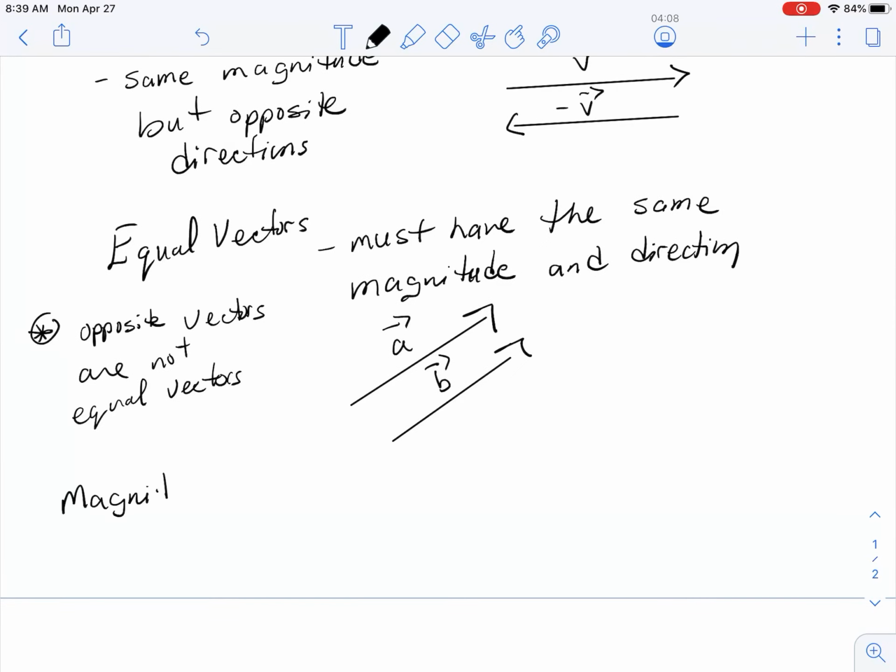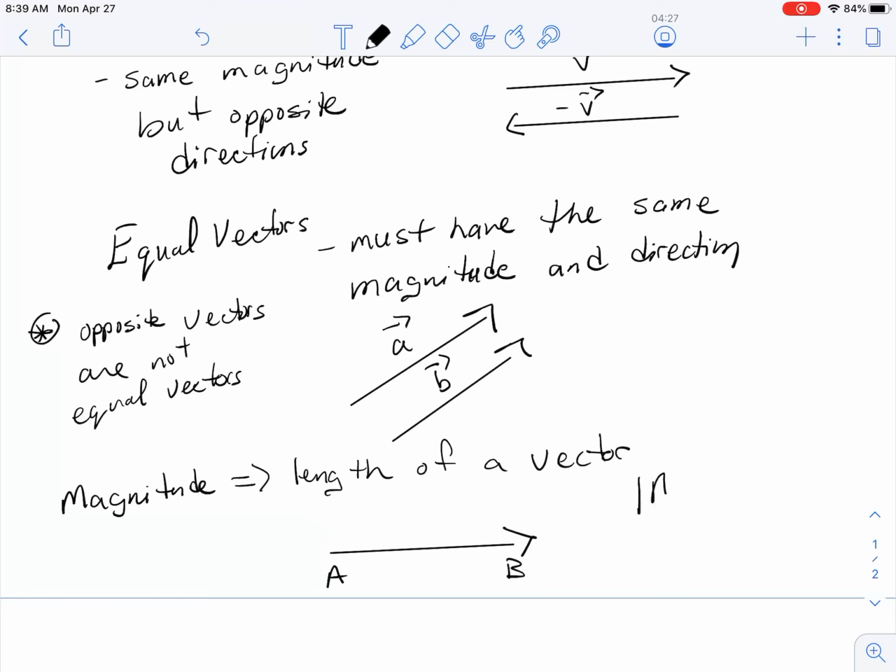So we keep talking about magnitude. I'm going to write this down again. Magnitude is just the length of a vector. So if I have this vector here, and we'll go AB, the symbol for magnitude is going to be the absolute value symbol. So whenever we're talking about magnitude, we're going to have to get used to using the absolute value symbol, and that will always mean the magnitude of a vector, which means we're going to look at the length.